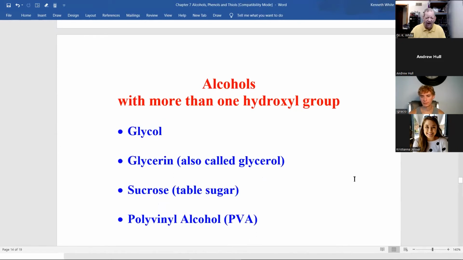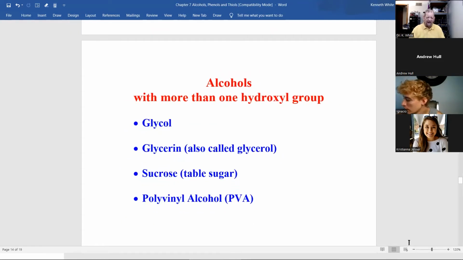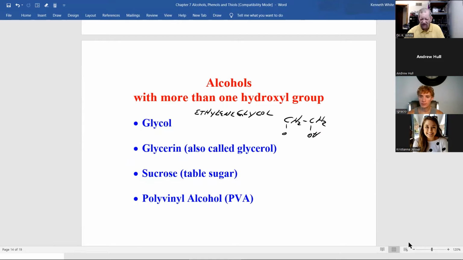Now, when you have alcohols, you can have molecules with more than one hydroxyl group on them. I'm going to turn the switch click off, but this is good for common understanding. One are glycols, ethylene glycol. This is a common name. But you should be able to recognize that this is a molecule with 2 alcohols.